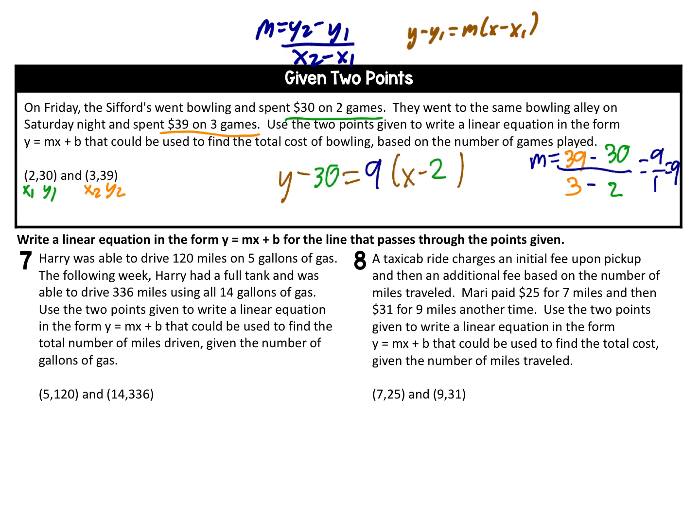Distribute the 9 to get us 9x minus 18. Then we need to get y by itself, so we're going to move that minus 30 to the other side by making it plus 30. This makes our equation y equals 9x plus 12. This means that the Siffords pay a $12 fee every time they go bowling, and then an additional $9 for every game they play.